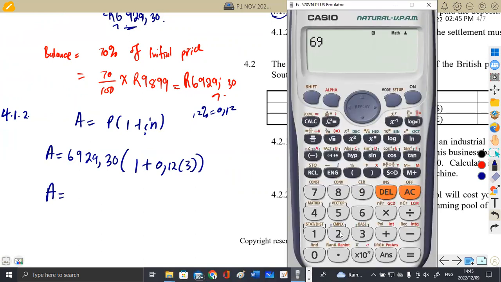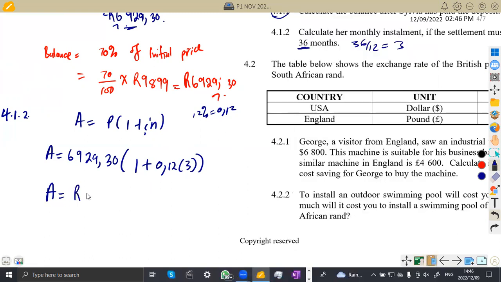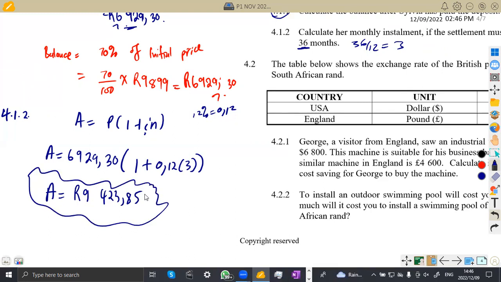So it's 6929.3 bracket 1 plus 0.12 times 3. All right, so let's see what is going to happen. This is going to accumulate to 9,423.8448. But if we round, it's going to be 85. So it's going to be 9,423.85. Okay, so this is the accumulated amount that is supposed to be paid under a hire purchase.